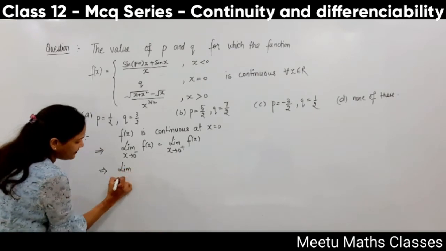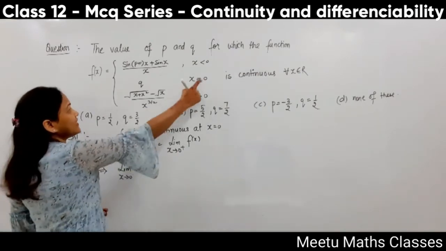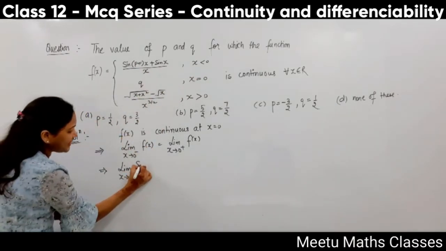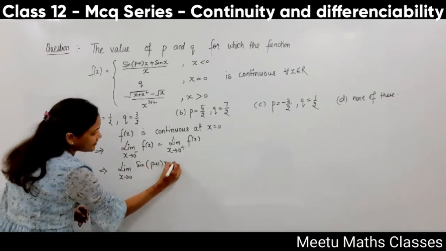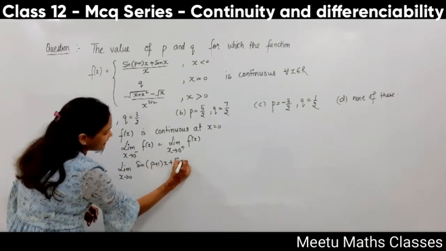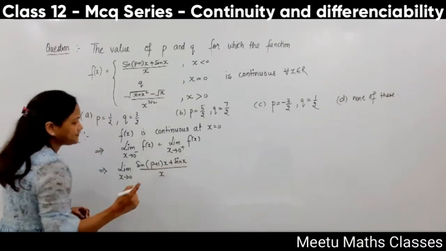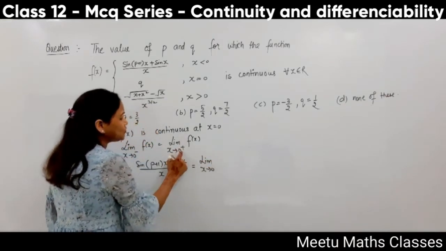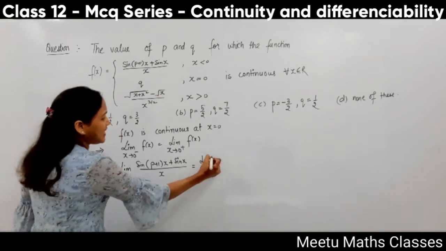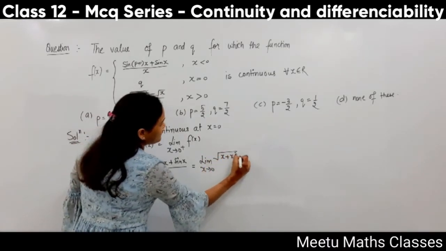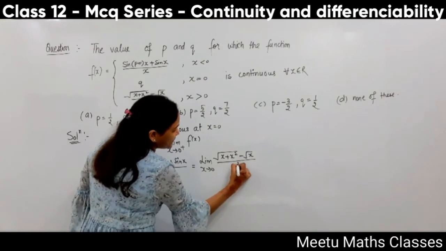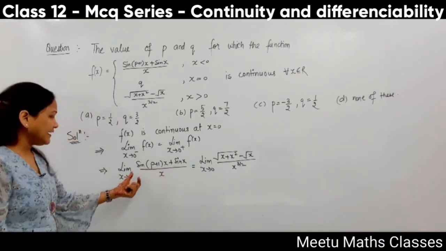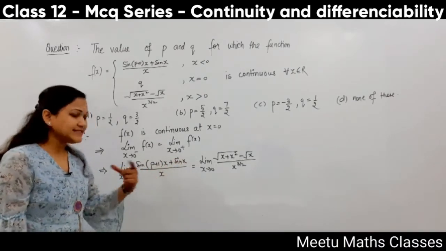Now what is the left hand limit? In the left hand limit, whose limiting value will you take, which function will you take? When x is to the left of 0, your function is defined as sin((p plus 1)x) plus sin x upon x, which is equal to the limiting value as x tends to 0 to the right of 0. Your function is defined as square root of (x plus x square) minus square root of x upon x raised to power 3 by 2. Now if you substitute your limit directly, you are getting sin 0 is 0, sin 0 is 0, 0 by 0 form.